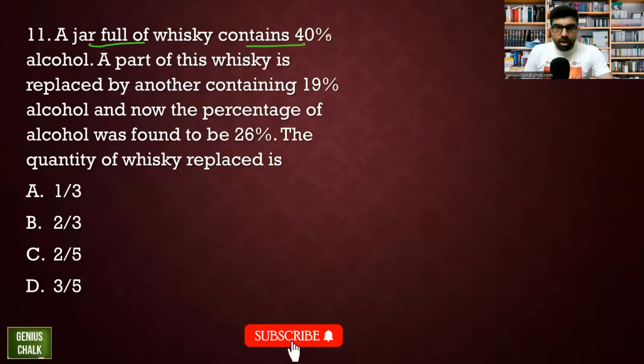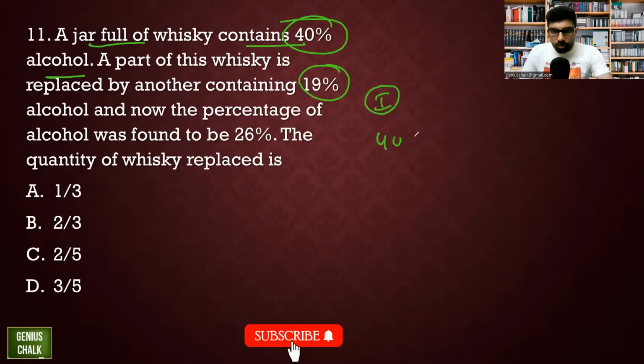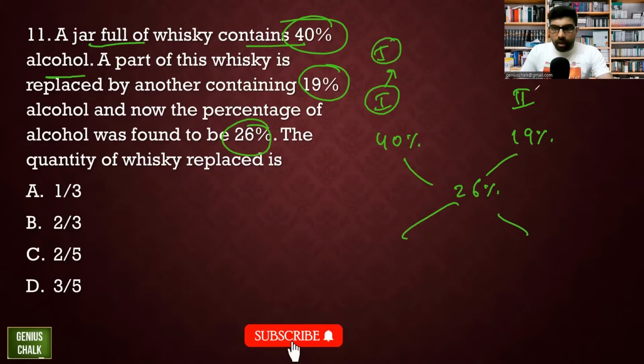A jar full of whiskey contains 40% alcohol. Part of whiskey is replaced by another containing 90% alcohol. Fine. So this is the first part, which is having 40%. Second part having 19%. Overall part is 26. It's saying quantity replaced. The same type. So this is initial and this is your replaced quantity. Now just find it. 26, 40, the difference is 14. What is the difference? It is 7.